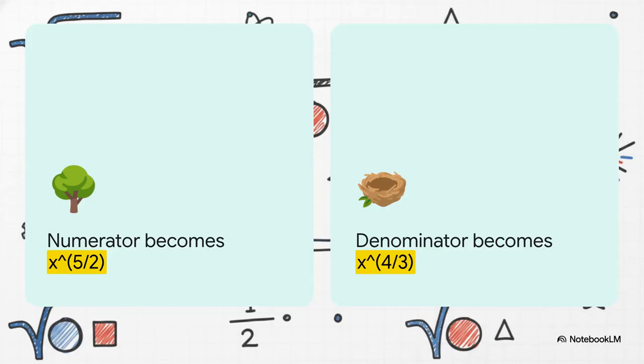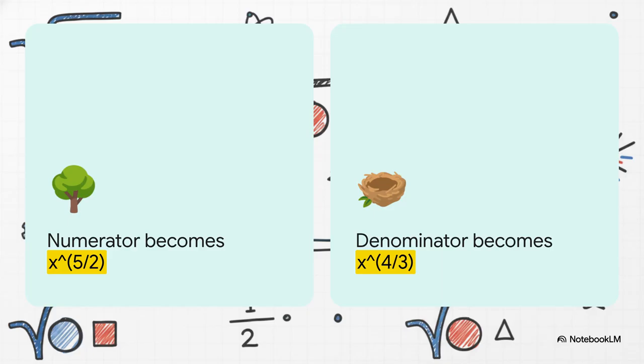Let's apply that tree rule directly to our puzzle here. Look at the top part, the numerator. It's the square root of x to the fifth. The power is 5, so bam, that goes on top. The root is a square root, which is basically a hidden 2, so that goes on the bottom. It simply becomes x to the power of 5/2.